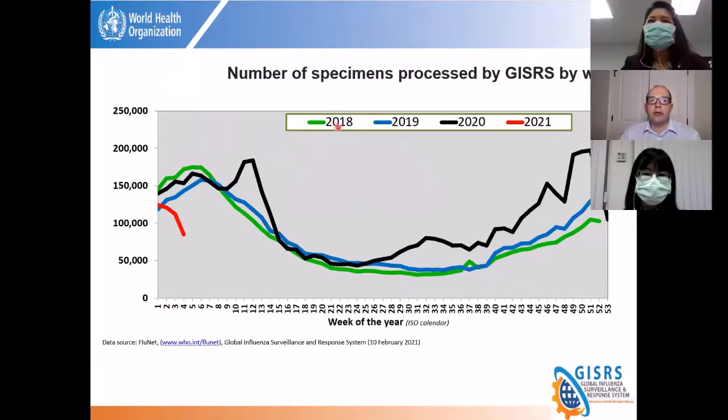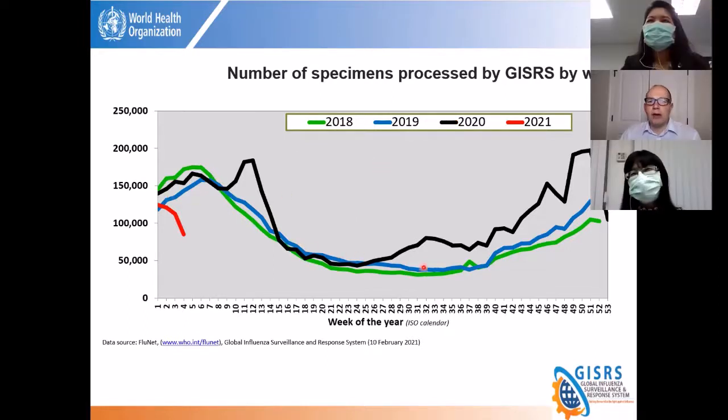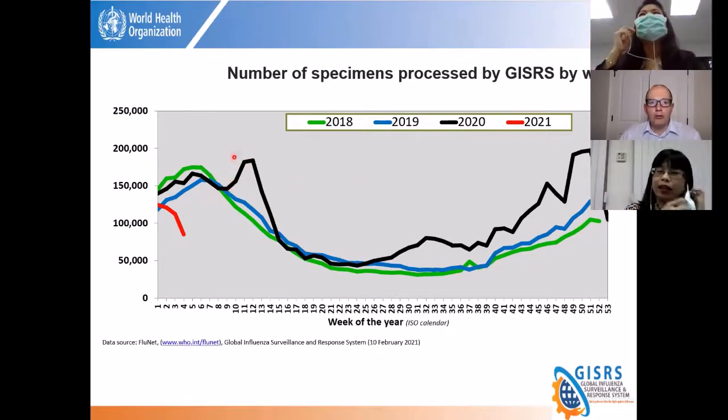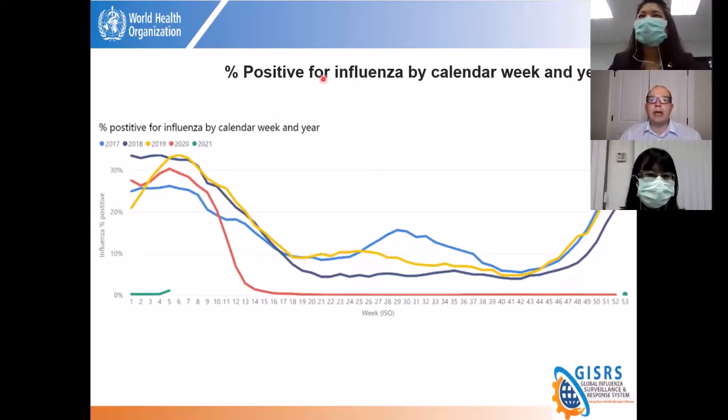Over the last few years, so 2018 in green, 2019 in blue here, you can see pretty even numbers of samples that are characterized throughout the year, peaking at just under 200,000 samples a week that are characterized through this system. You can see there was a little bit of a peak early in 2020 with the beginning of the COVID pandemic, so more samples were coming into the system, and that continued through the rest of the year. Dropped off a little bit towards the beginning of 2021.